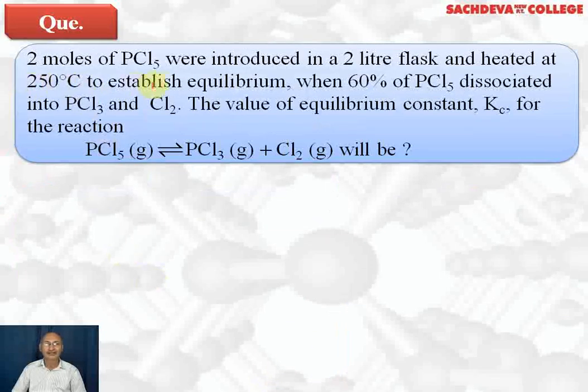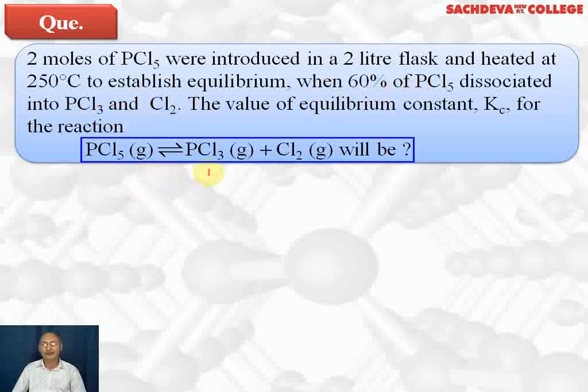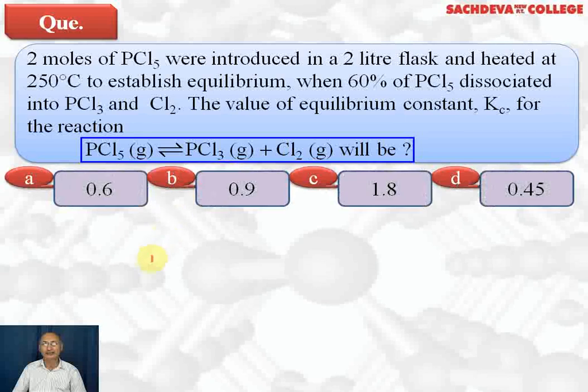Next question. 2 moles of PCl5 were introduced in a 2 liter flask, underline in your mind 2 liter flask, and heated at 250 degrees centigrade to establish equilibrium. When 60% of PCl5 dissociated into PCl3 and Cl2, the value of equilibrium constant Kc for the reaction will be. PCl5 gas gives you PCl3 gas plus Cl2 gas. Options are 0.6, 0.9, 1.8 and 0.5.